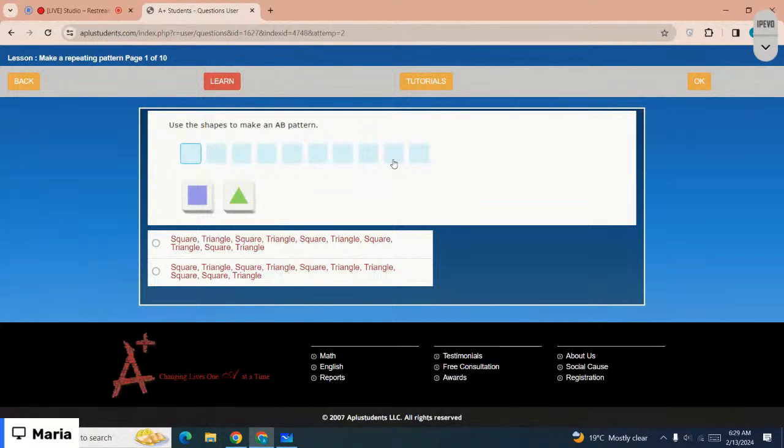That is the first one, square, triangle, square, triangle, square, triangle. Because in the second one, you have some of the things repeating. That is option number one. Option one is the correct option.